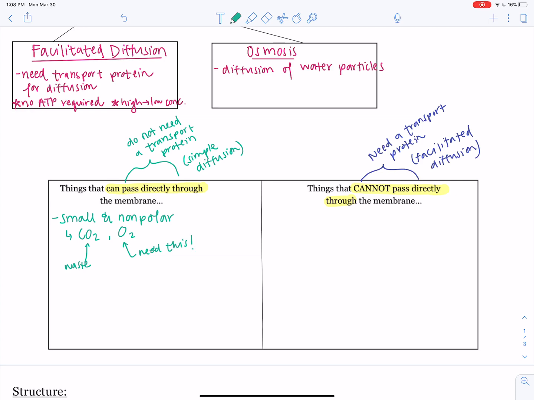I'm going to put water in the middle of this chart. And so water is small, but it is also polar. And so its size helps it get through the phospholipids a little bit better, but its polarity makes that a little bit challenging, okay? And so when we talk about water, we say that it can pass through, but it moves very slowly through without a transport protein. It moves much quicker if it does have a transport protein.